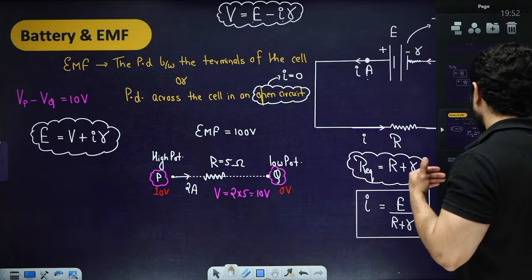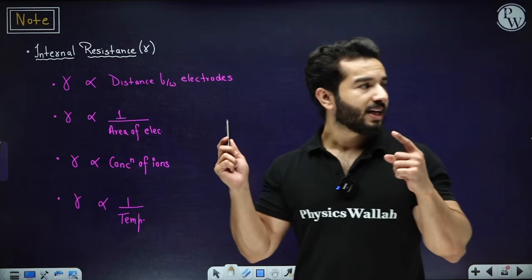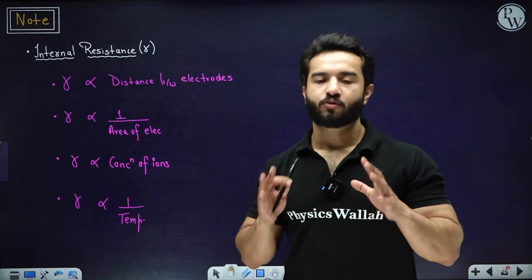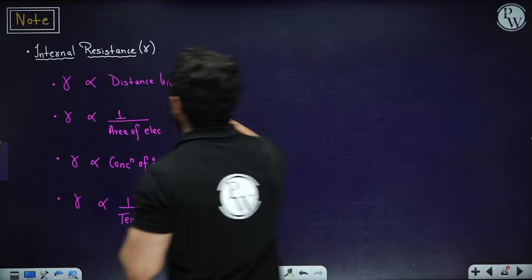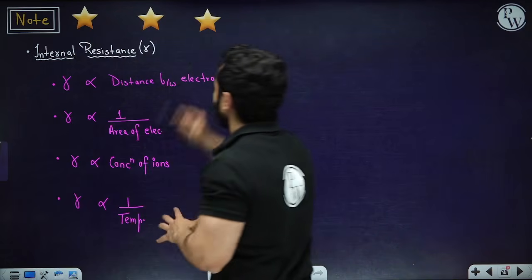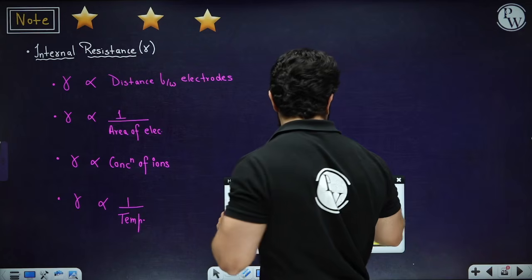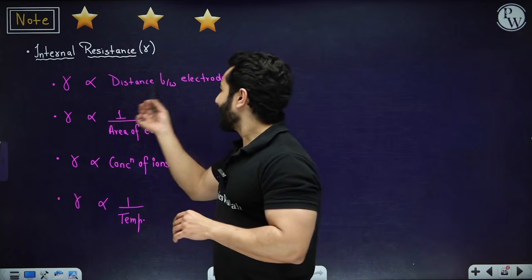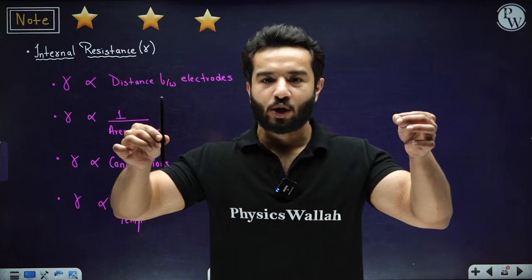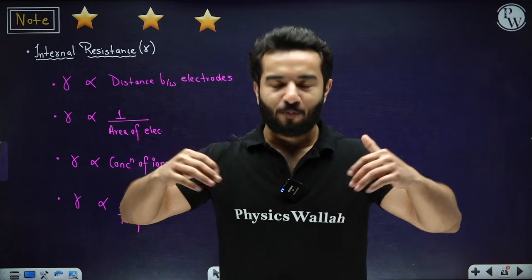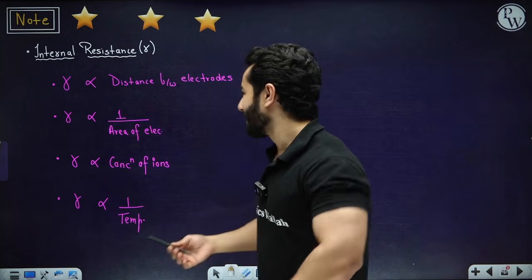And let's talk something also about internal resistance. This is actually a list of 2 or 3 things which most students miss, right? So I'm going to make a note over here. Please take a look at this. Internal resistance directly depends upon the distance between the two electrodes. If you increase the distance between two electrodes, ions will have to cross a larger distance, which will increase the internal resistance.